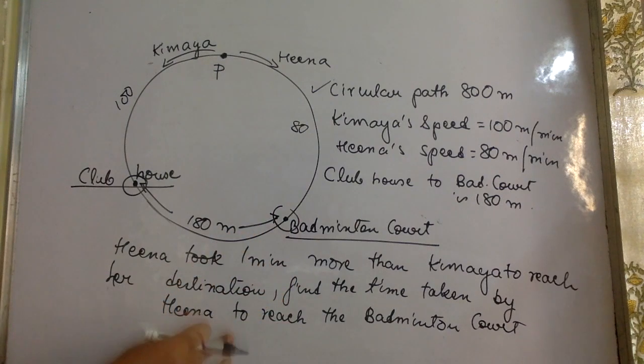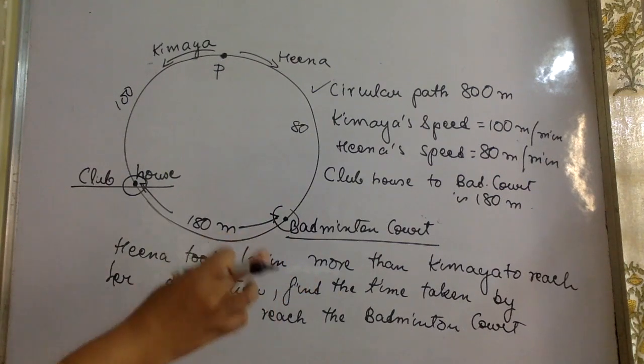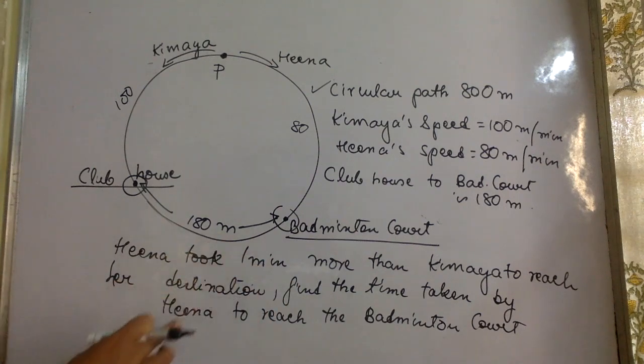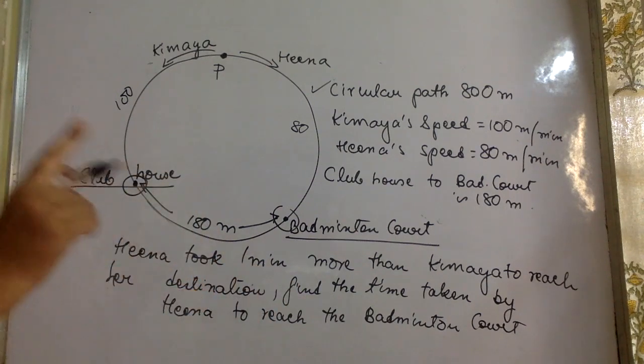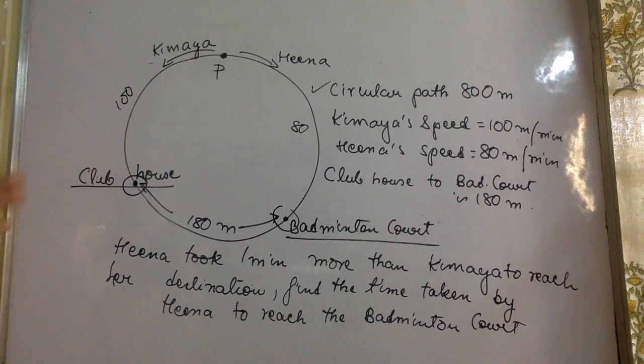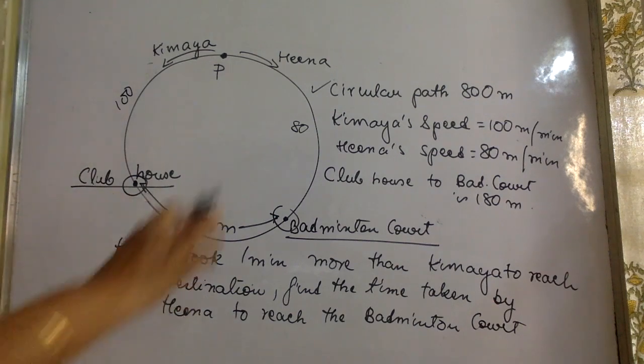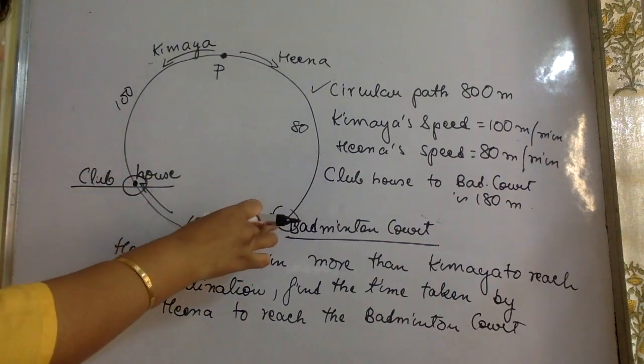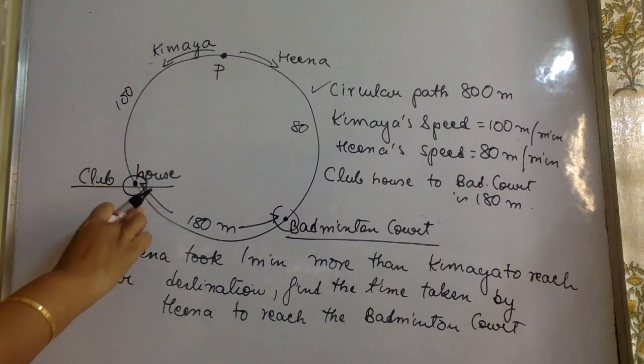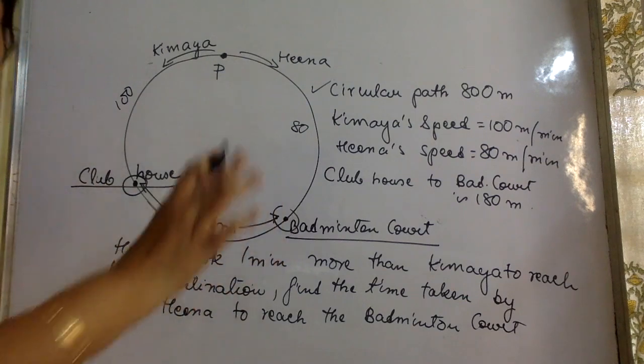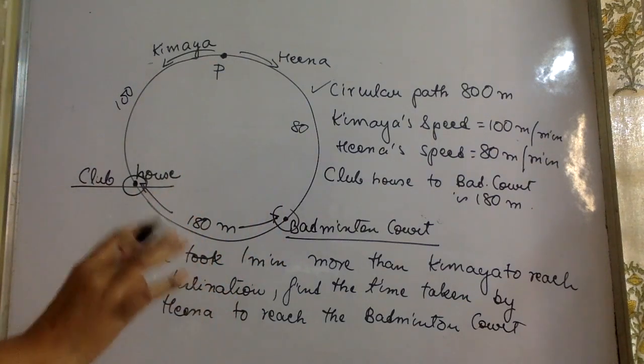Now find the time taken by Hina to reach the badminton court. The only condition that has been provided to us is that this girl takes 1 more minute to reach here than what this one takes to reach the clubhouse. How much time does she take to reach the badminton court? I think I have told everything.